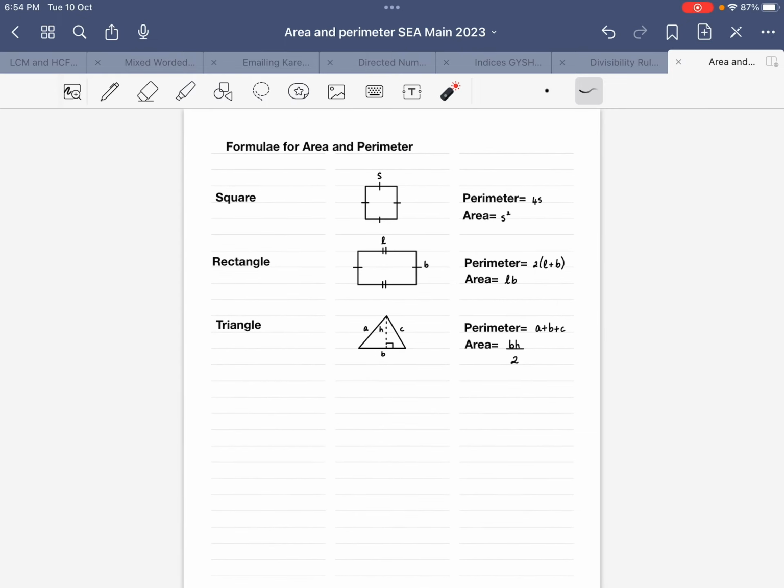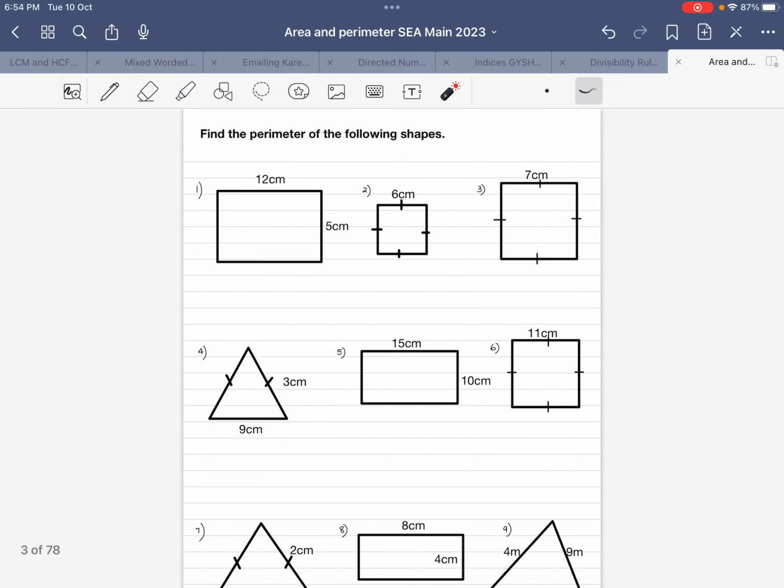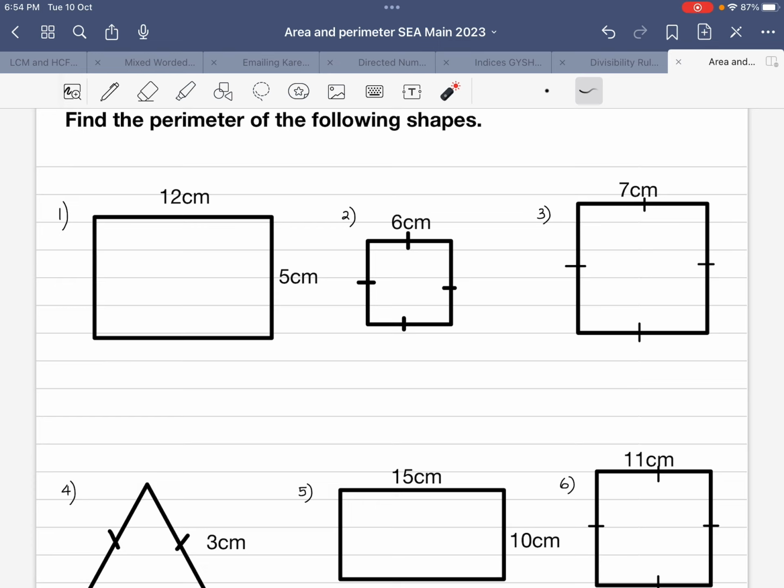So let's take a look at a few questions. I will do a few for you, and then you can pause the video, attempt some of them, and then we'll look at the solutions.